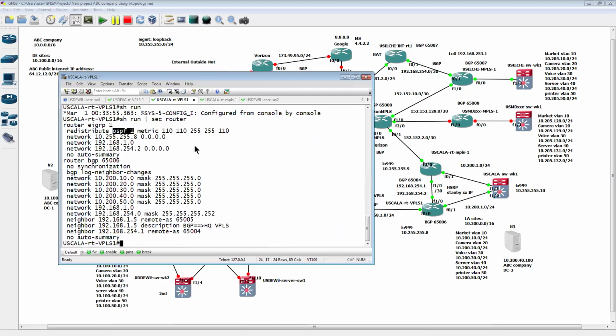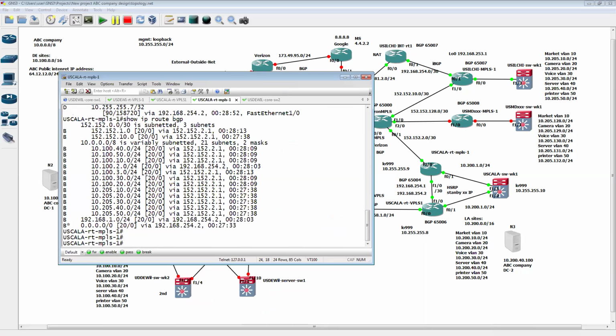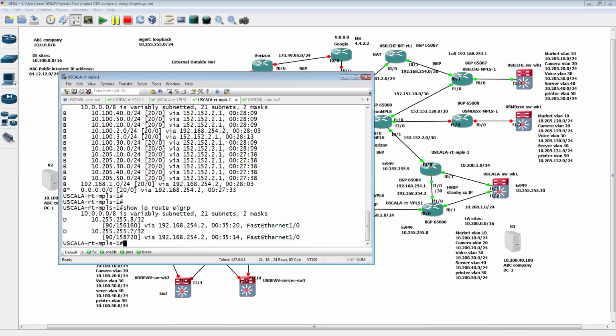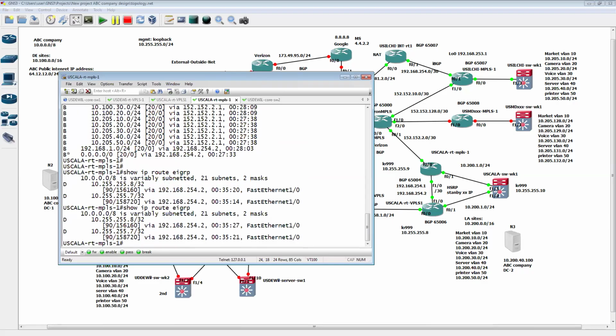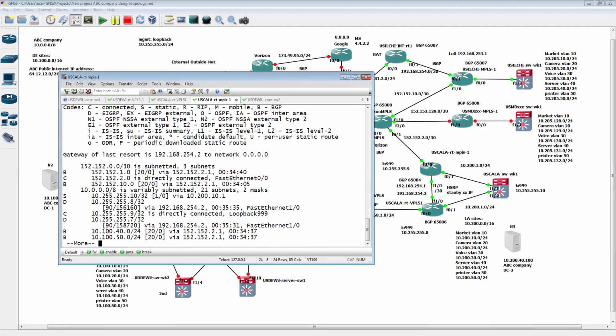So now let's see what happened. If we go back to the MPLS router in here, do I learn anything from OSPF into the EIGRP, right? So I should show ip route eigrp. Do I learn anything? It sounds like no. Okay, so how about show ip route? You see here? Interesting.